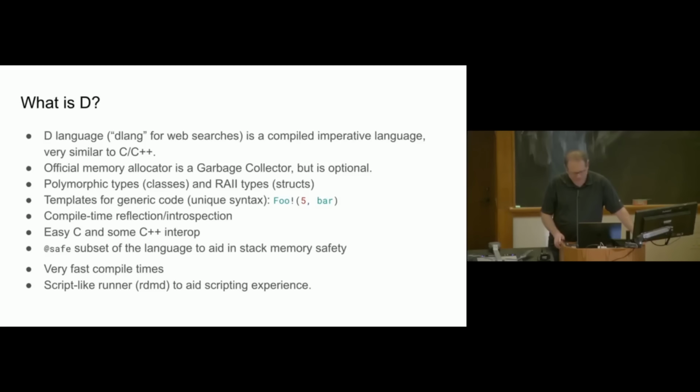We have a safe subset of the language. The GC is really the biggest memory safety piece, because when you have a GC, you don't have to worry too much about dangling pointers, but you still have stack memory you can point to, so there's a safe subset of the language that doesn't let you accidentally use those, for the most part. One of the biggest benefits of D is very fast compile times. For instance, the D compiler, which is written in D, takes about 6 seconds to build, versus building GCC, which is on the order of 40 minutes or something.